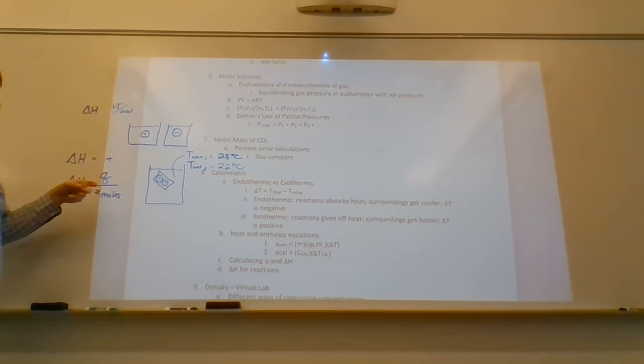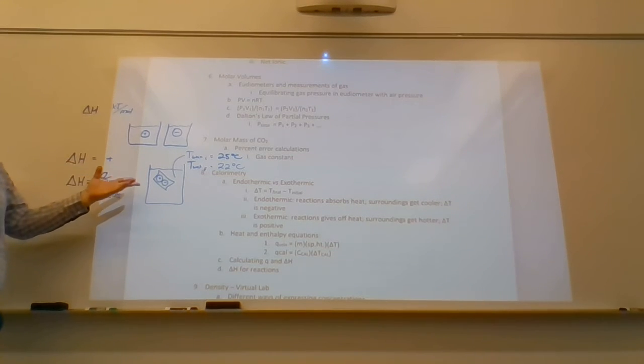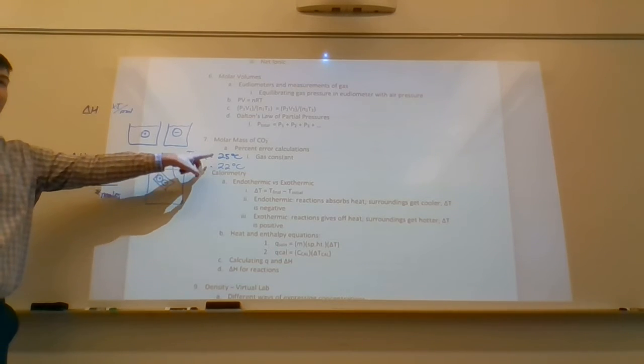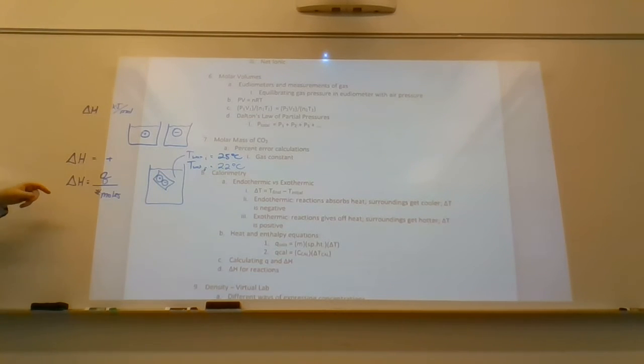Let's say this reaction is endothermic. Is it possible for delta H and Q to have different signs? Yes? No? In what case? Well, just to show the direction. Well, we're showing the direction of how the heat is flowing. That is true. But is it possible for them to have different signs?